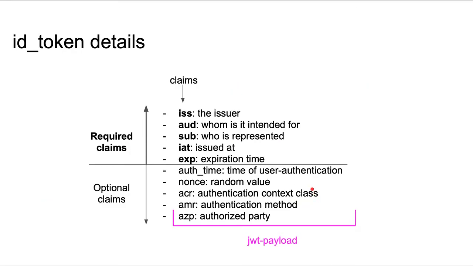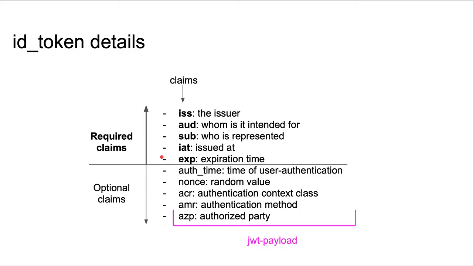Now, if we look at the content in more detail, each single one of these values is called a claim, and there are required ones and optional ones. OpenID Connect is a very complex specification, and some of these optional claims become required depending on the flow. But as a rule of thumb, and as specified, this distinction is in most cases true.